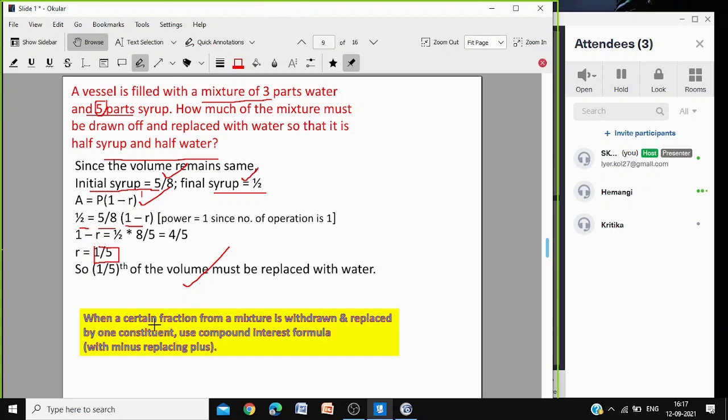So when a certain fraction from a mixture, here it is 1/5, any fraction, is withdrawn and replaced by one component, here the two components were syrup and water, but you are replacing it with water, use the compound interest formula. Only minus should replace plus, otherwise we are using the compound interest formula. When the number of operations is 2, you put the power 2 square. When the number of operations is 1, you put 1.